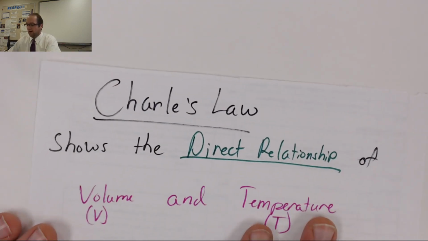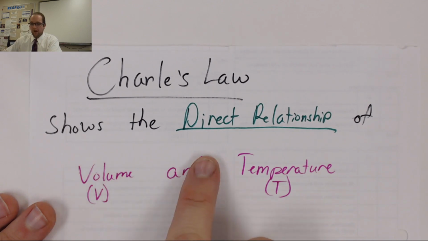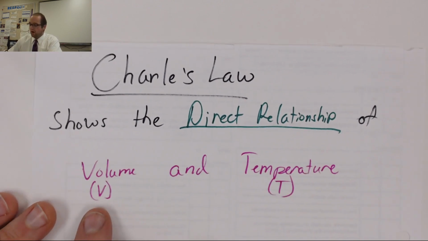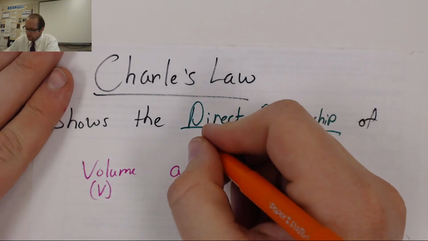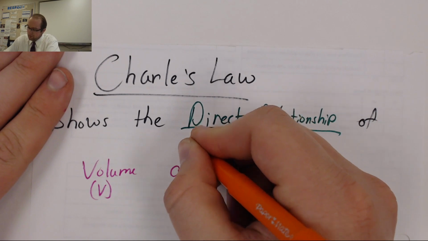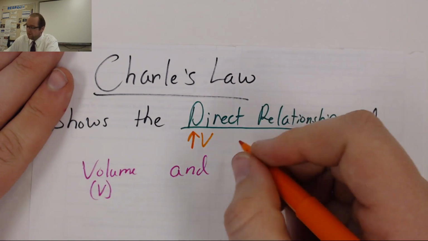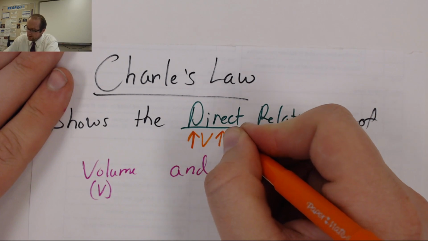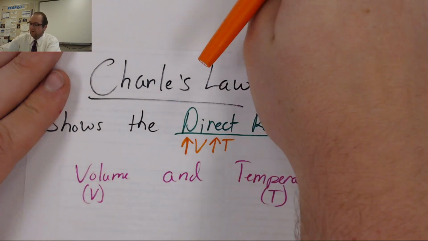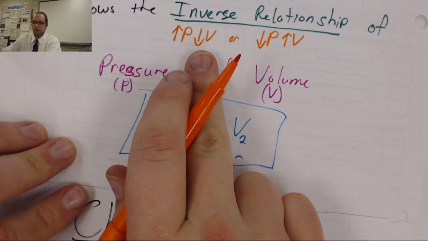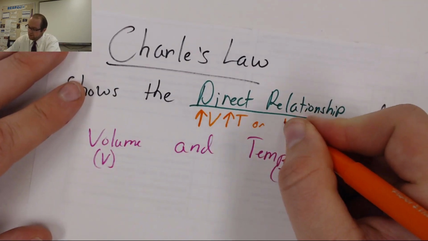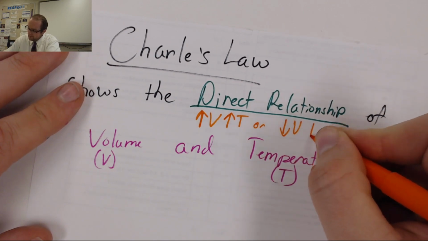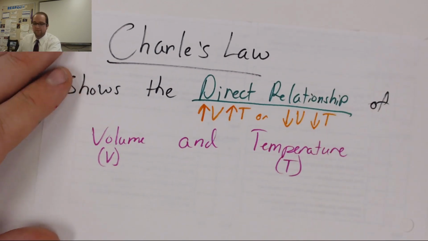That is called Charles' Law. Charles' Law shows the direct relationship between volume and temperature. Direct relationships are different than inverse relationships because in this type of relationship, if I increase volume, we see directly the same thing, an increase in temperature. Notice that's different because here we had the inverse relationship. One went up, one went down. These both increase together. They can also both decrease together. Where one goes down, the other goes down.